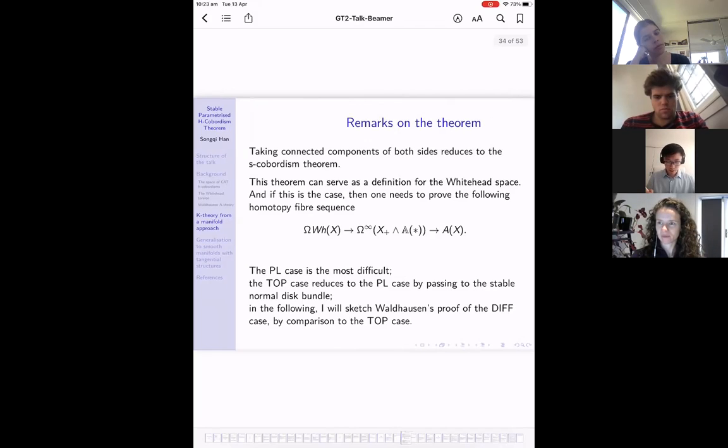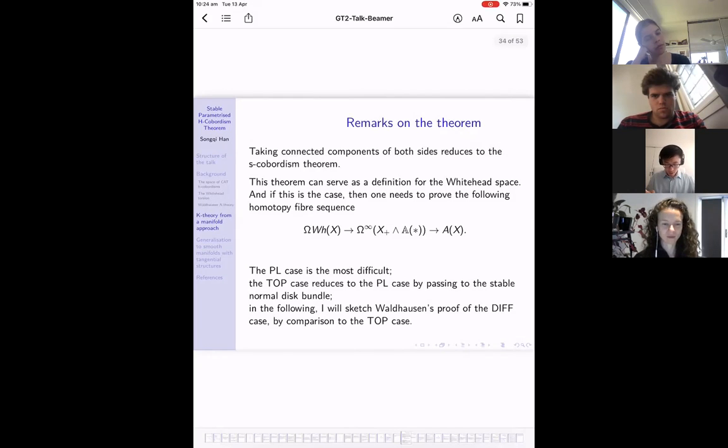And in fact, the PL case is the most difficult, which requires a complicated study on the simple homotopy equivalence between polyhedrons and the space of retractive spaces, and also simple homotopy equivalence between retractive spaces.